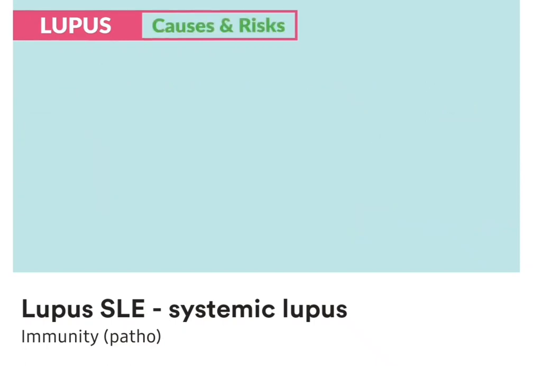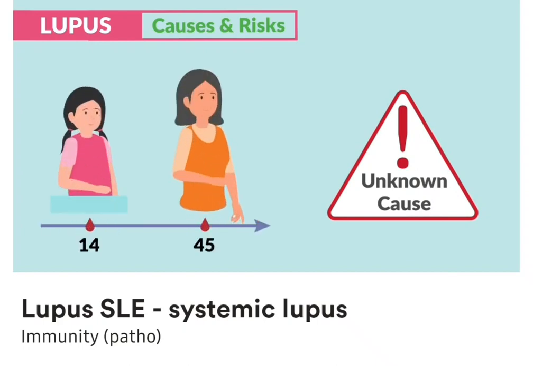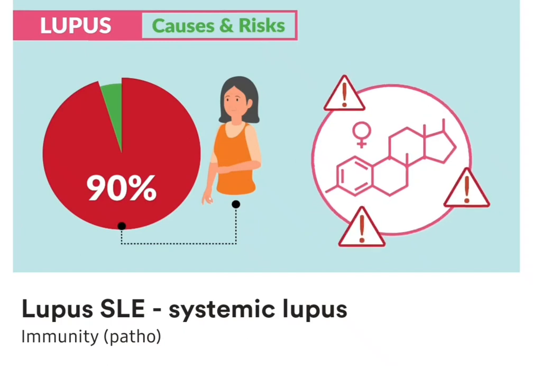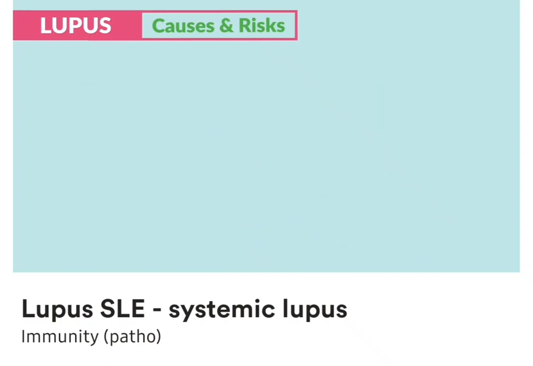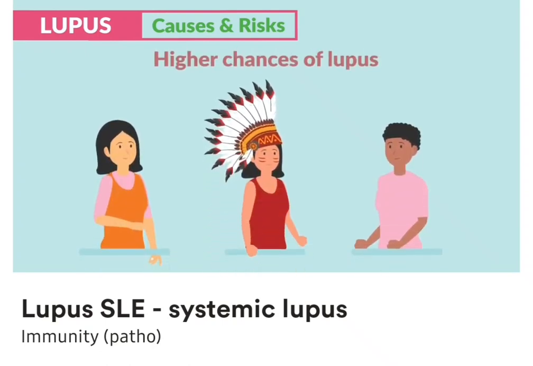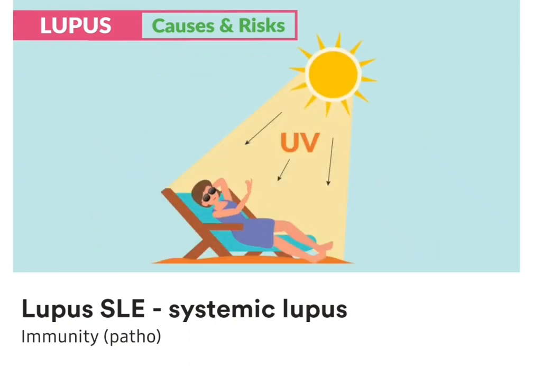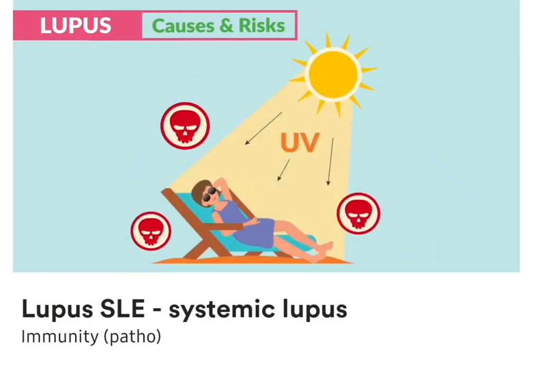Now for the causes and risks. The cause of lupus is unknown, but it mostly happens to women 14 to 45 years of age. So estrogen hormones are thought to play a major part in lupus, as well as ethnicities. Asian, Native American, and African have higher chances of lupus. And of course, UV radiation from the sun makes it worse.